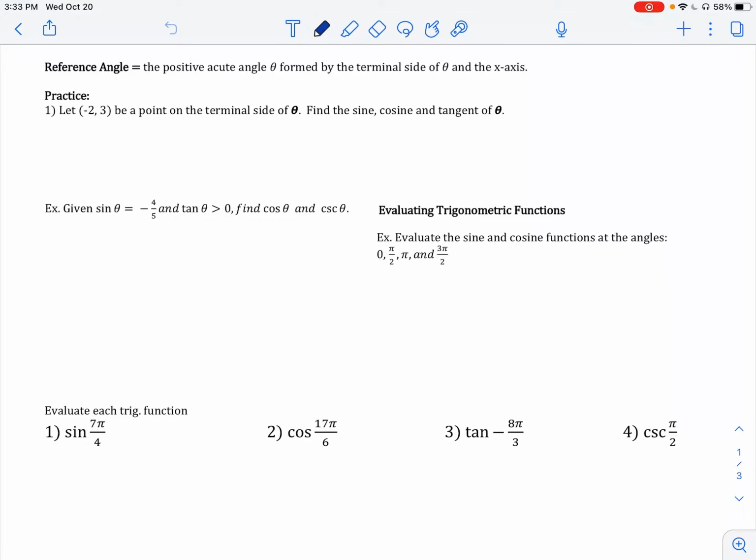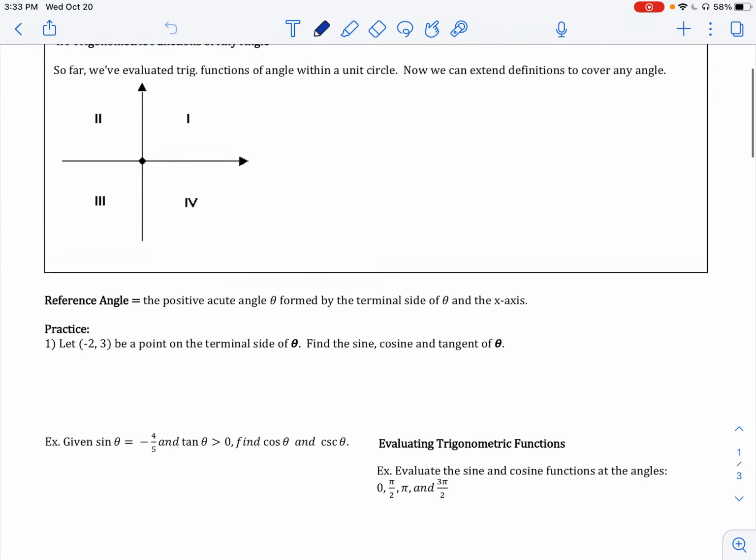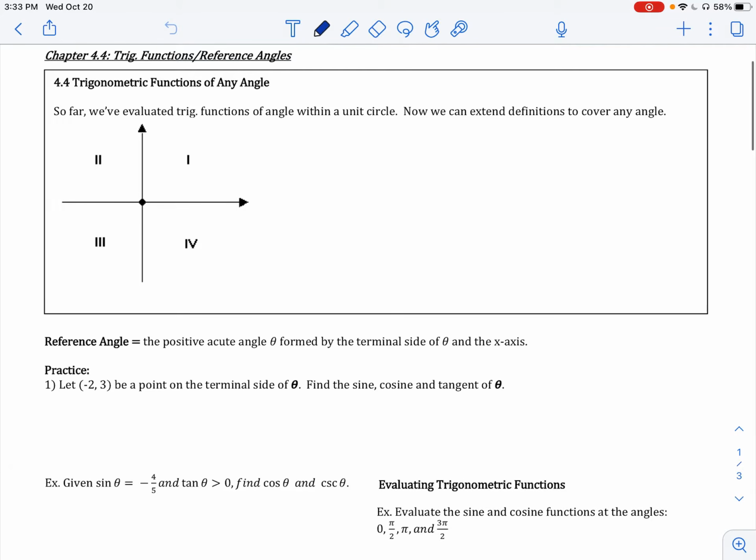All right, in this lesson, I want to discuss two things. I want to discuss what a reference angle is, and that's something that we've actually touched upon before, but I do want to formally define it and make sure we're comfortable finding reference angles. And then secondly, I also want to extend our knowledge of trigonometric functions so that we can find and evaluate trig functions of any angle and using just coordinates as well.